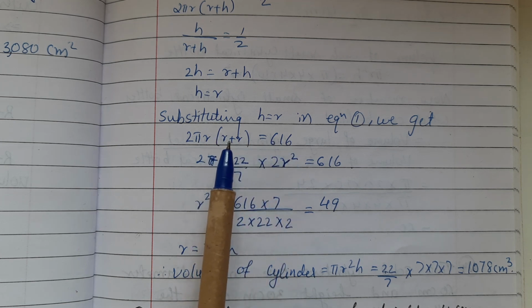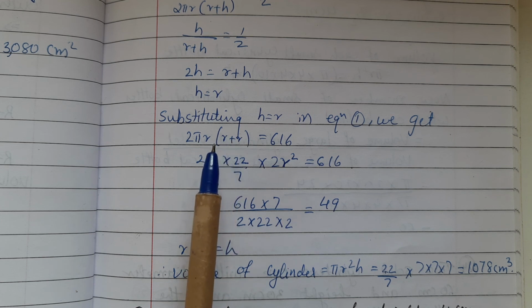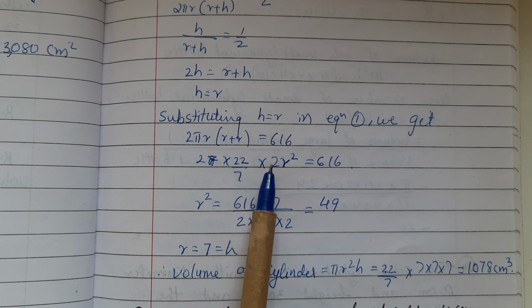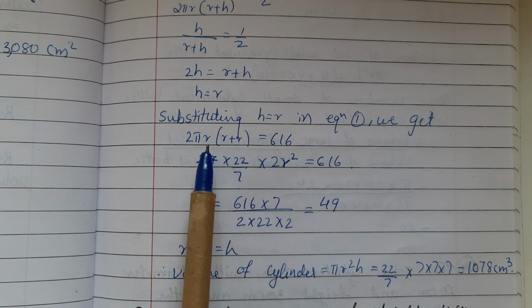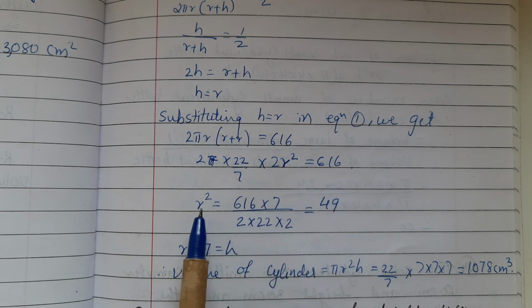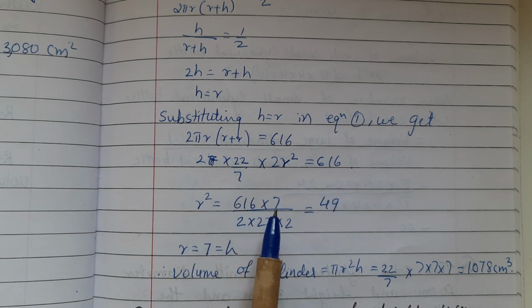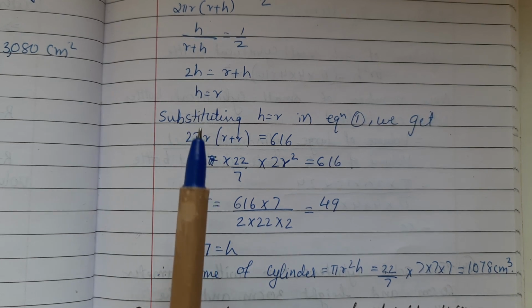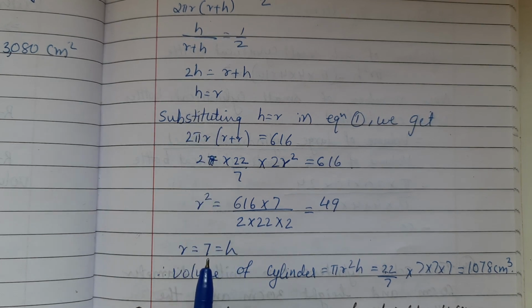Okay, this is 2r. Open. So we get 2 pi, 22 by 7, 2r square, r into r is r square, equal to 616. Therefore, r square is equal to 616 into 7 upon 2 into 22 into 2, which is equal to 49. r square equal to 49. Therefore, r is equal to 7. r is equal to h. Therefore, h is equal to 7.